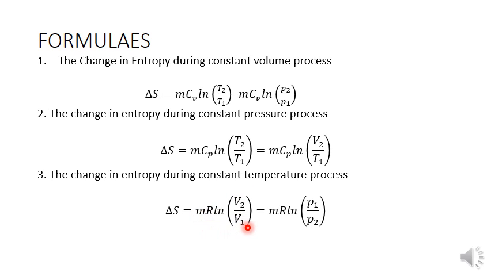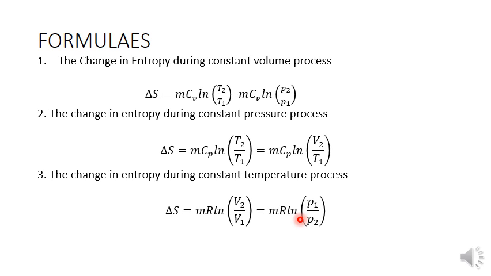And this equation we can also write as m R ln P1 by P2. Why? Because the volume is inversely proportional to the pressure. As the volume is increasing, the pressure goes on decreasing. So the temperature T1 is equal to T2 and it is represented as a horizontal line in the TS diagram.